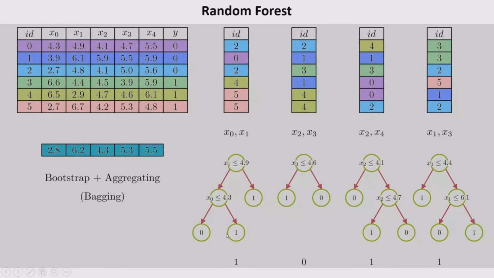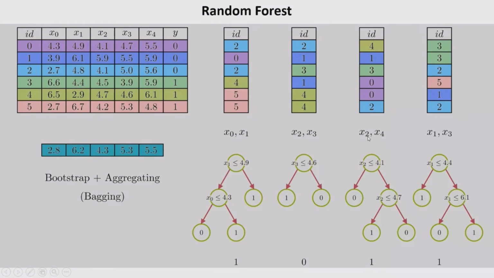Okay. Now moving on to the second one. Second decision tree of the bootstrap data. X2 and X3 has been used here. And my root node condition is X3 less than equal to 4.6. So my X3 is 5.3 and it is not less than 4.6. So what does it become? 0. So my answer is 0.